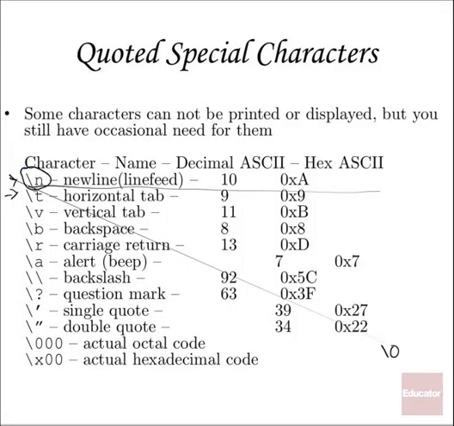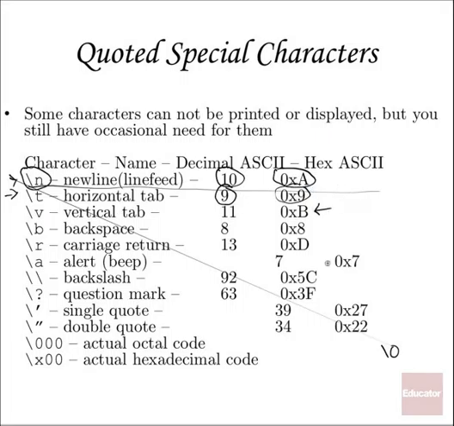The number for new line is 10. It's a line feed, and this is the hexadecimal for it, hexadecimal A. Well, not necessarily capital, I just put it capital here. Horizontal tab is decimal 9, which in hexadecimal is 9. Vertical tab is 11, which in hexadecimal is B. Let's get one that's 2 digits.